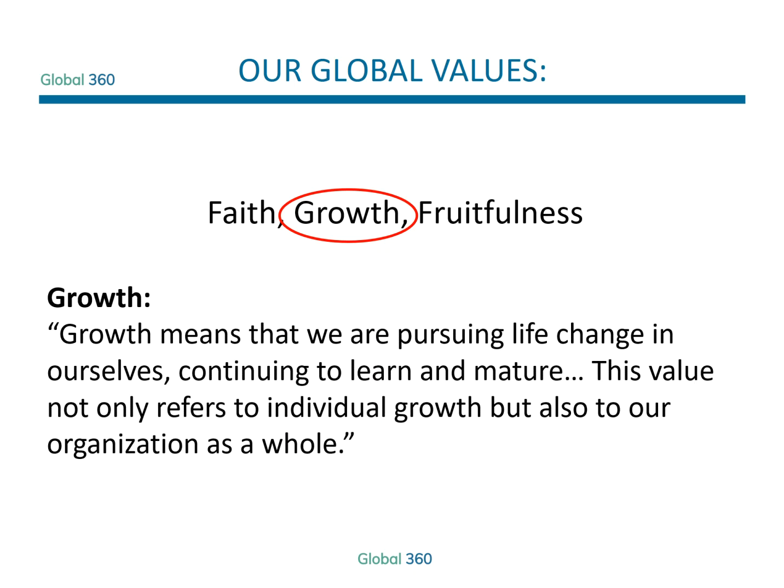Growth means that we're pursuing life change in ourselves, continuing to learn and mature. This value not only refers to individual growth, but also to our organization as a whole. The Global 360 Review is designed to support and accelerate this value of growth.